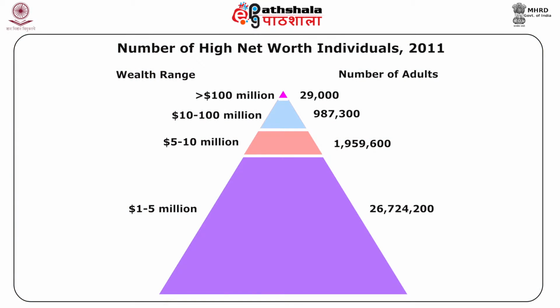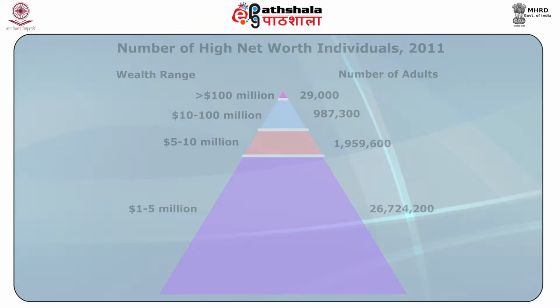Another graph that shows the number of high net worth individuals in the year 2011 is a clear reflection of the inequality in distribution of wealth. Following is the diagram representing the number of high net worth individuals in 2011. When there is redistribution of income, it will help in reducing income inequality and gradually wealth inequality.